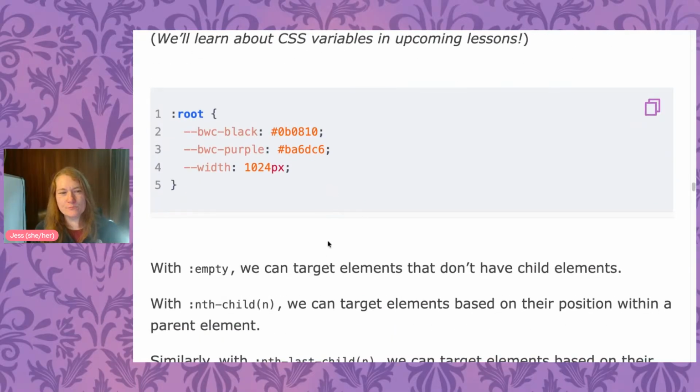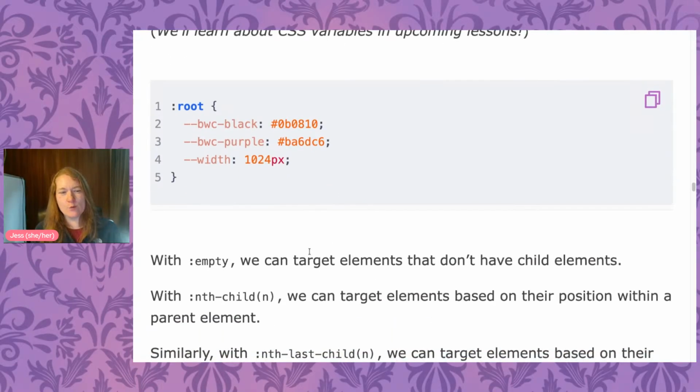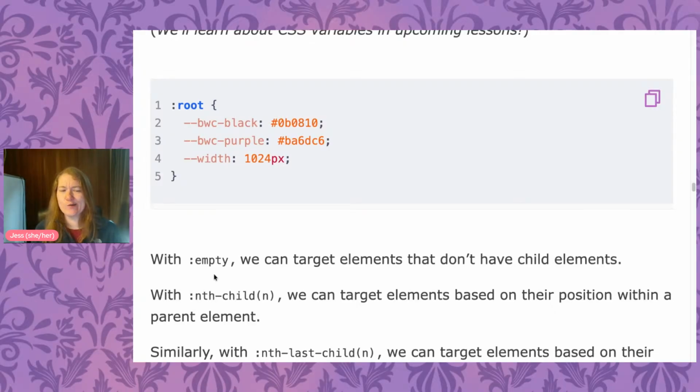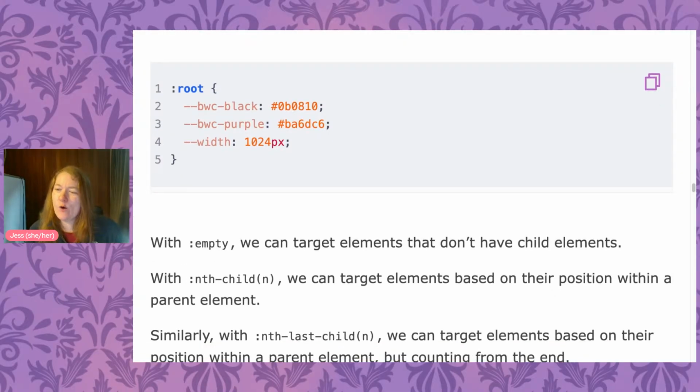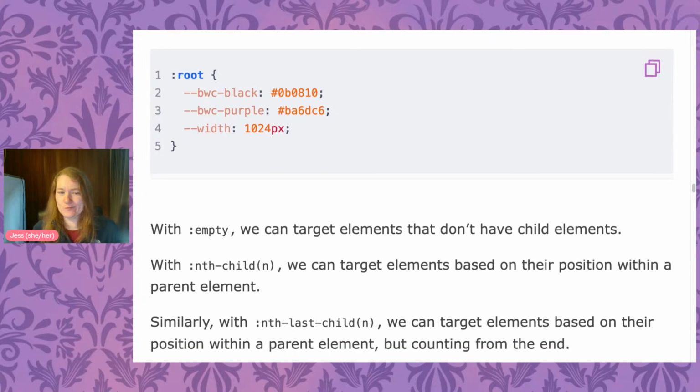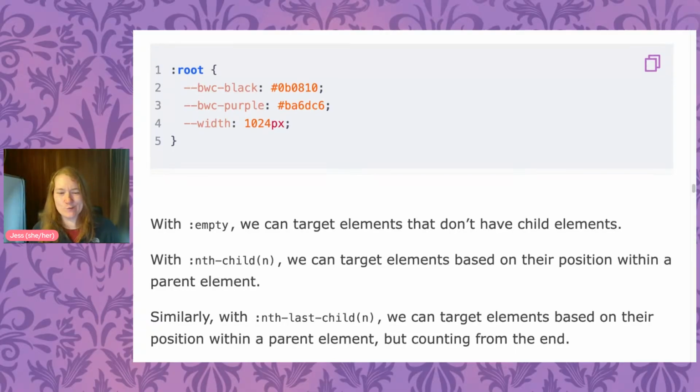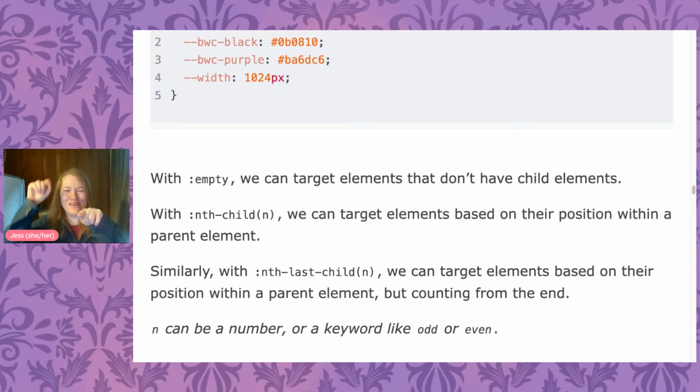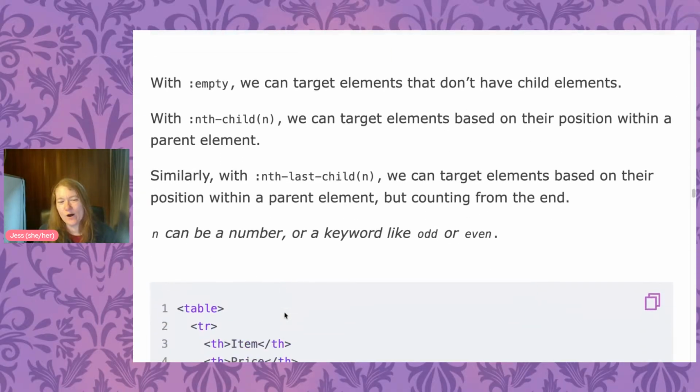So here, within our root, we could use empty. Say, hey, I want to set some style rules that only apply to elements with no children. With the nth child, first, second, fifth, we could target elements based on their position. So I want to say the nth element 2 can set style rules just for the second, or the last, or the nth last could be the second from the last, or the fifth from the last. Or n could also be odds or evens.